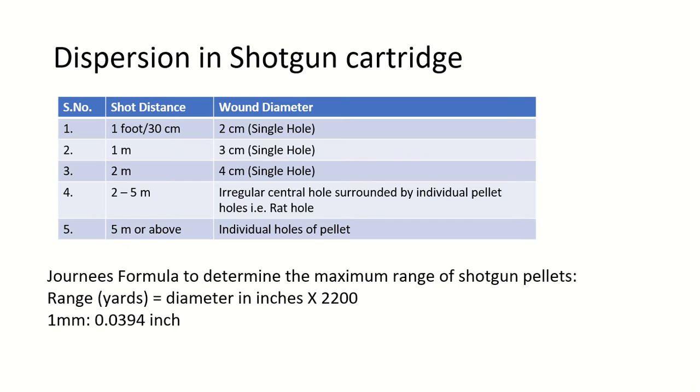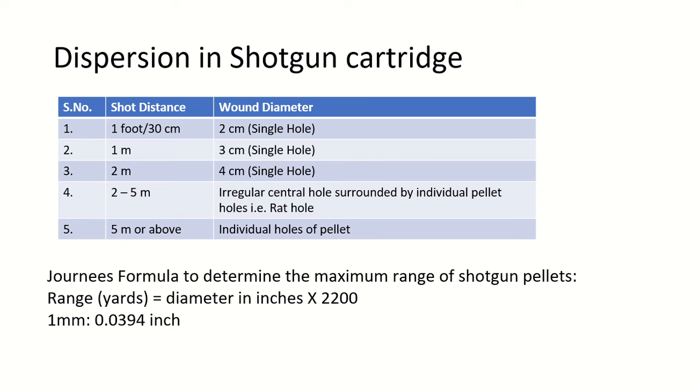Dispersion in case of shotgun cartridges. Up to 1 foot or 30 centimeter, a single hole of 2 centimeter is observed. Up to 1 meter, a 3 centimeter single hole is observed. At 2 meter, a 4 centimeter single hole. At 2 to 5 meter short distance, there will be an irregular central hole with small individual pellet holes around it. It is also known as rat hole. At 5 meter or above, individual holes of pellets are visible.